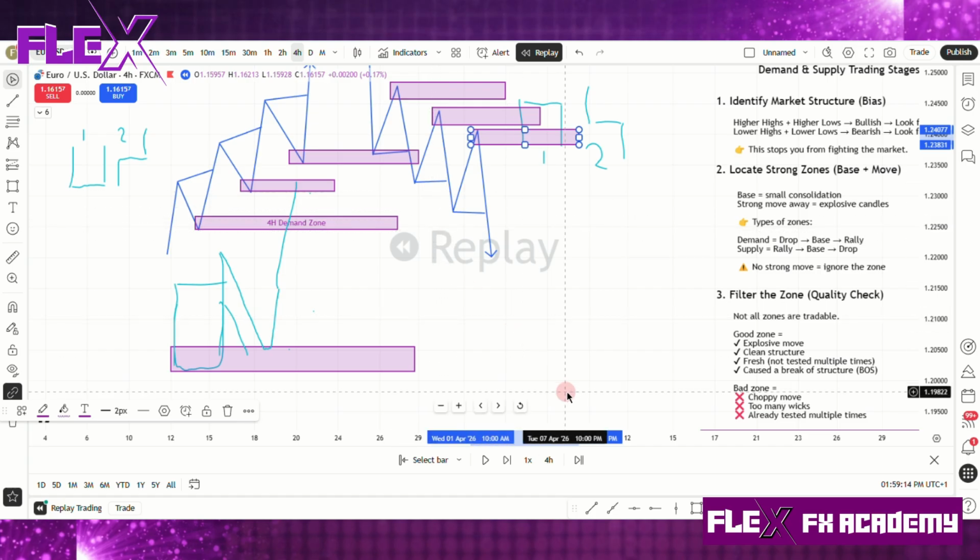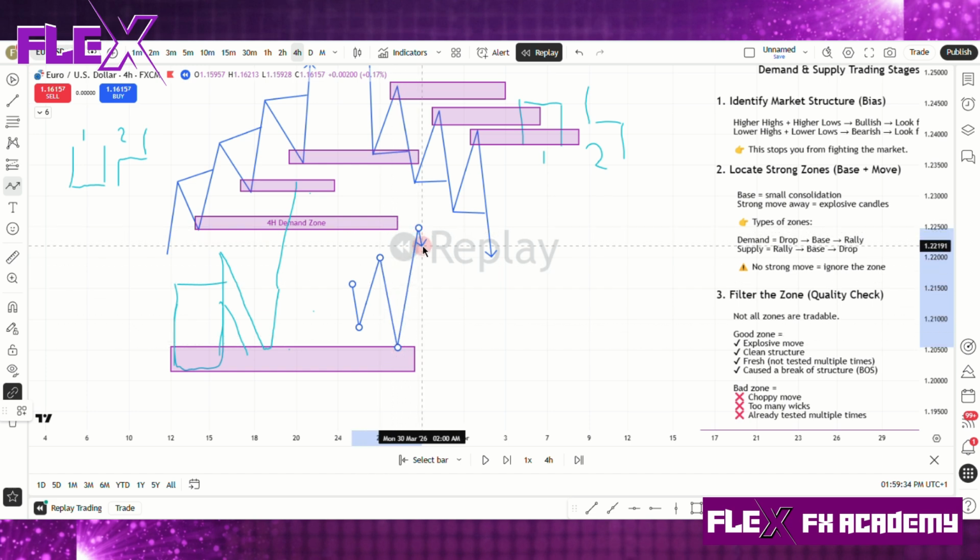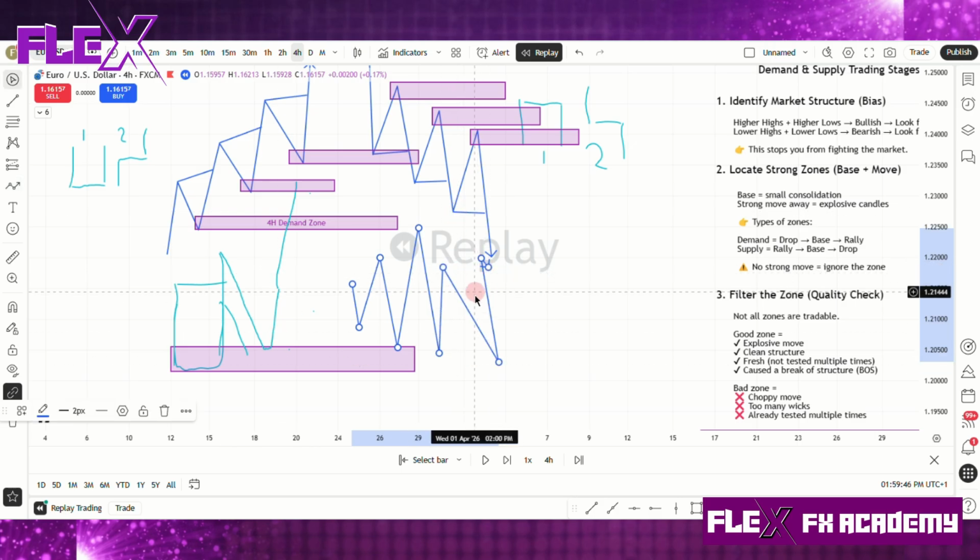Now what we want to avoid is a bad zone, in the sense of a choppy market, a market that is not moving decisively. Sometimes you have markets that break structure here, come back here, break structure, go down here, break structure. This is not the kind of market you want to trade, because you're not seeing any decisive move, or the candles are very chubby. It is not aggressive, the moves in and out of the zone.